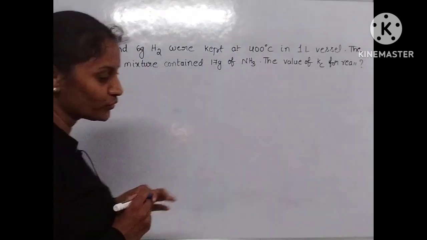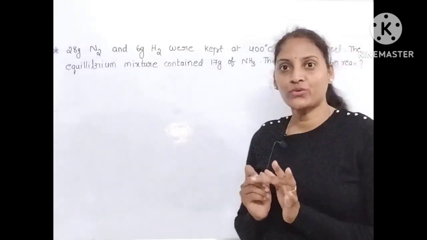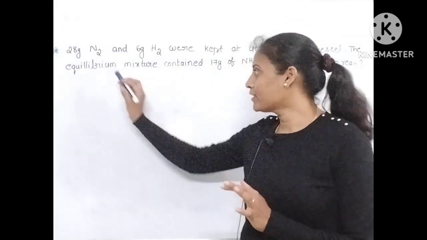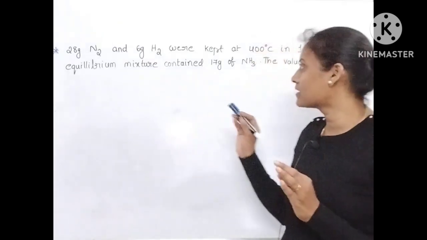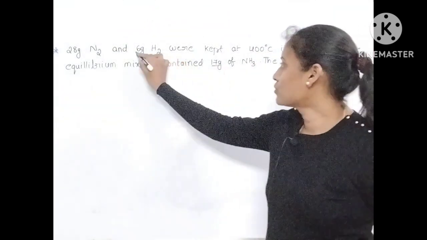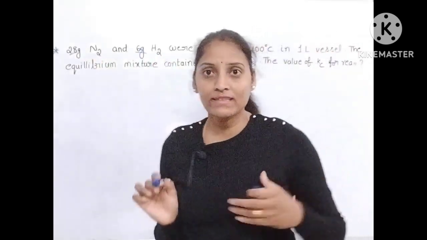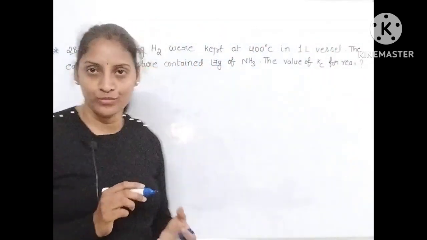In this question we are given weights for N2, H2 and ammonia. The given weight for N2 is 28 grams, for H2 is 6 grams, and for ammonia is 17 grams. So by using this data you can identify their number of moles.